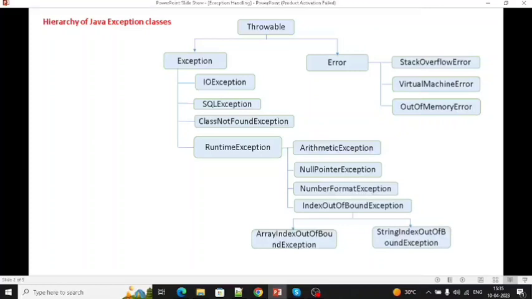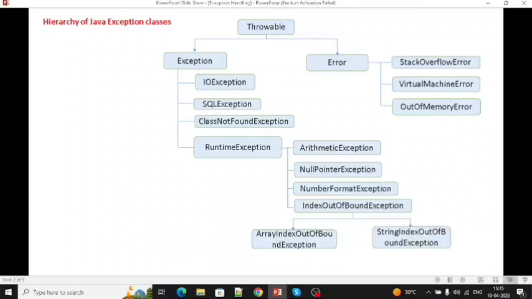RuntimeException is again divided into other subclasses: ArithmeticException, NullPointerException, NumberFormatException, IndexOutOfBoundsException. IndexOutOfBoundsException is divided into other subclasses, that is ArrayIndexOutOfBoundsException and StringIndexOutOfBoundsException. Error class is divided into three subclasses, that is StackOverflowError, VirtualMachineError, OutOfMemoryError.